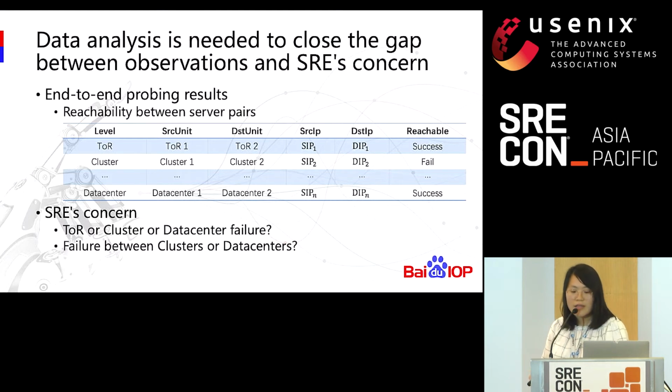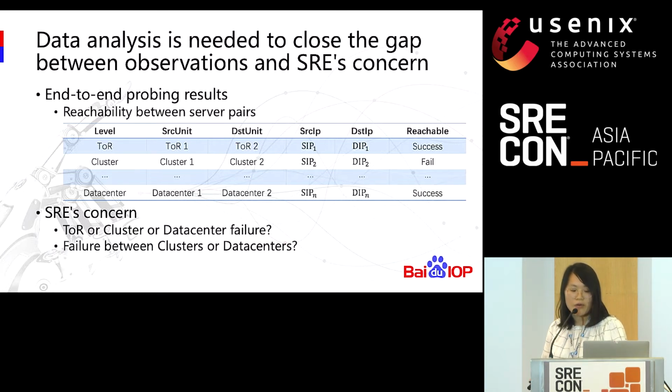According to the probing method above, we can get the observations. The probing results can be organized into a table. Each row represents a sample, a probe, such as SIP1 sent a probe message to DIP1 successfully. The probe task is from TOR level. The source unit is TOR 1 and the test unit is TOR 2.